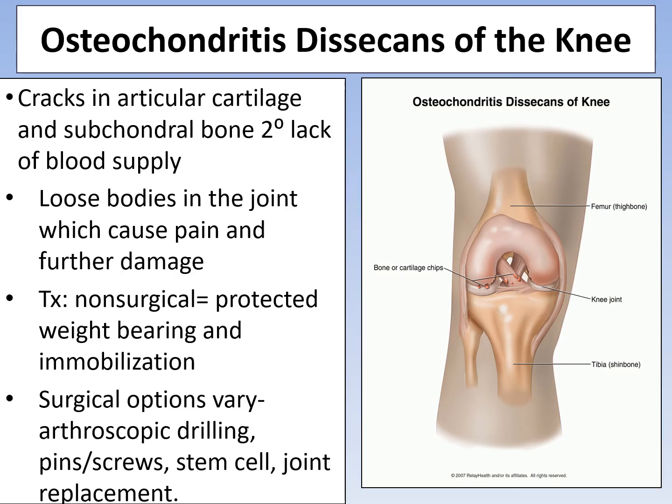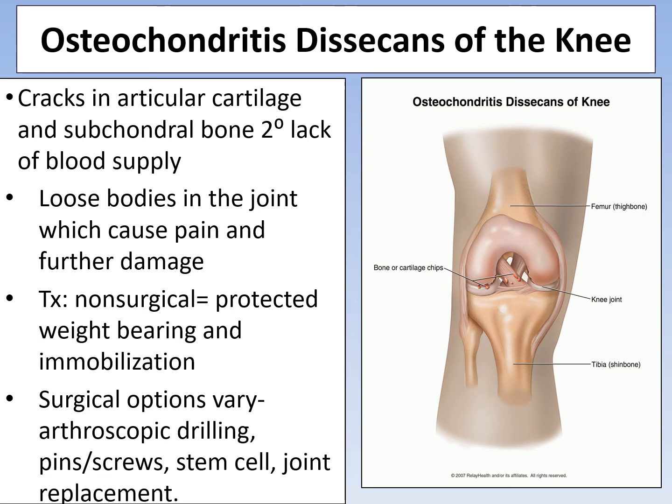Osteochondritis dissecans, which we saw earlier in the semester in the elbow, can also occur in the knee. It occurs when part of the articular cartilage or subchondral bone, due to a lack of blood supply, maybe there was some trauma and then lack of blood supply, actually breaks loose. The loose bodies can be floating within the joint and can cause pain and restrictions in range of motion.